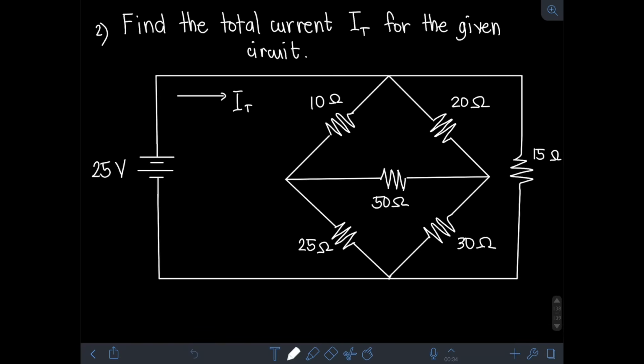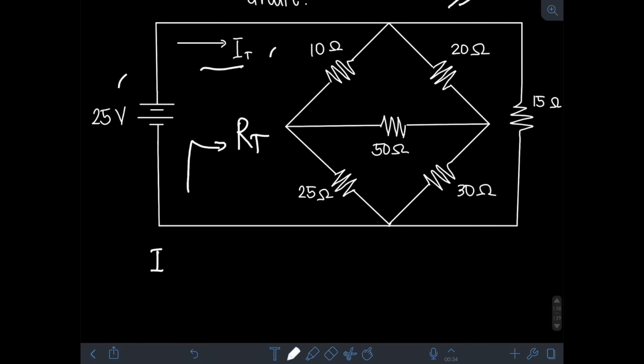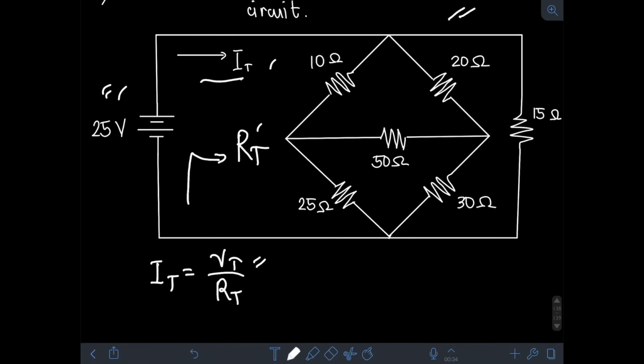Okay? Next we have, find the total current I sub T for the given circuit. Okay, so this time we already have a circuit wherein we have a DC voltage source equal to 25 volts, and across this DC voltage source, there is a network of resistors connected as shown, right? So we need to find the total current IT that will flow through the circuit. So we can find the total current IT if we have found the equivalent total resistance for the circuit, right? By using Ohm's law. That is, we will have IT is equal to VT over RT. So VT is 25 volts. So therefore, we need to find first the total resistance RT.